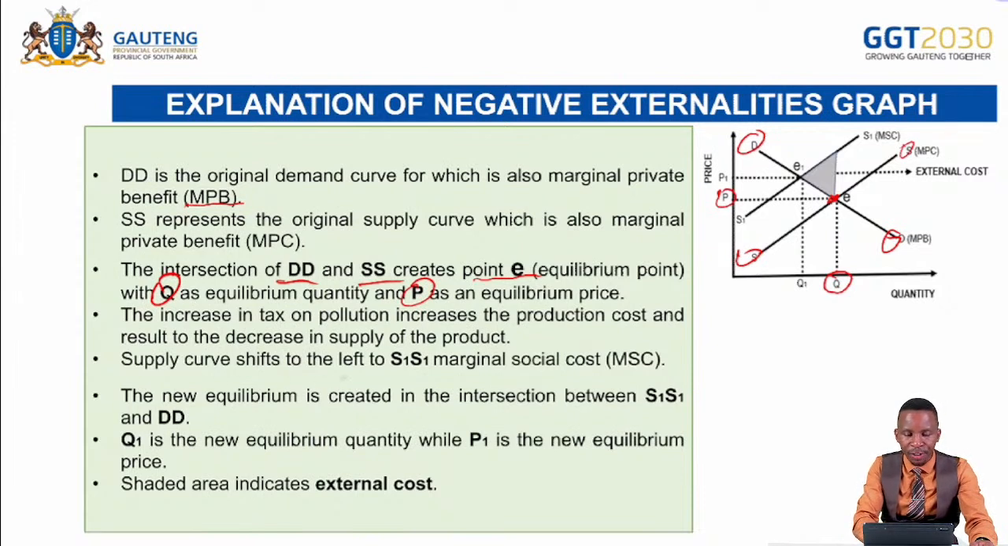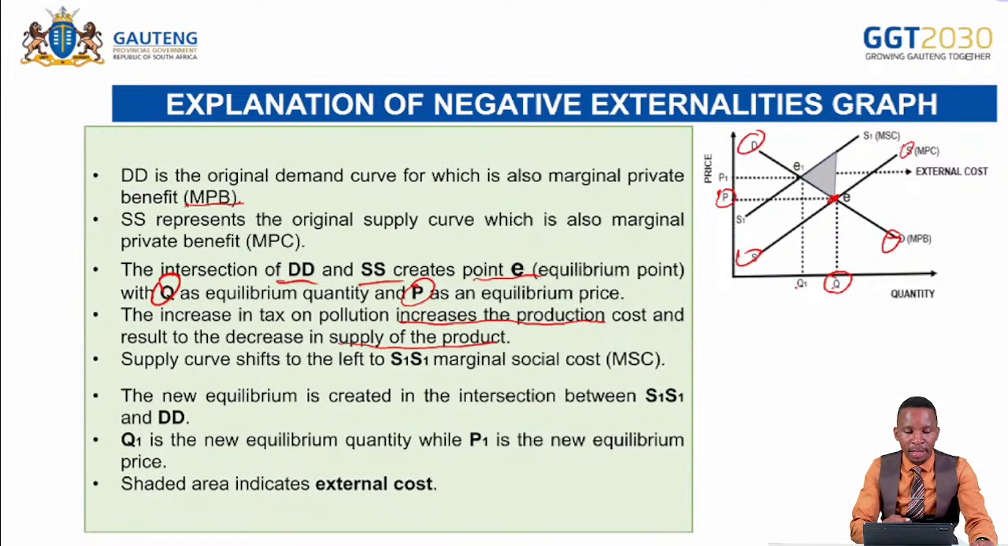Then the supply curve shifts. The increase in tax on pollution increases the production cost, which results in a decrease in the supply of the product. So we have seen the supply of the product declining from Q to Q1, which is indicated by the decline in supply, or the backward, leftward shift of the supply from SS to S1.